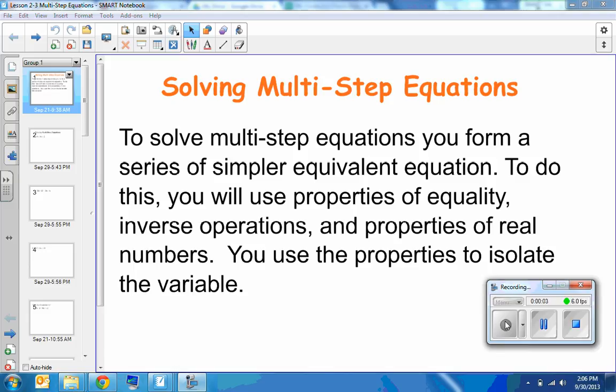Hey everyone, so today we're going to solve multi-step equations. So you're going to need a calculator, your notebook, and a pencil. So when we solve multi-step equations, we're just going to try and create a series of simpler equivalent equations. So you're going to use properties of equality, inverse operations, and properties of real numbers. What we're trying to do is isolate the variable.